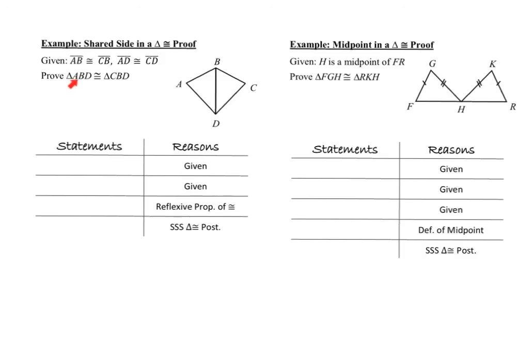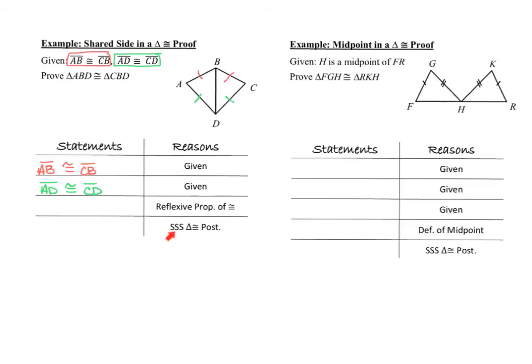Next, we're going to prove that two triangles are congruent using the side-side-side triangle congruency postulate. So we're given that segment AB is congruent to segment CB. So it would definitely be a good idea to mark those in the diagram. So I'm going to mark those in red. AB is congruent to CB. And then you have AD is congruent to CD. And we also want to make sure that we write these down as our first two statements in our proof.